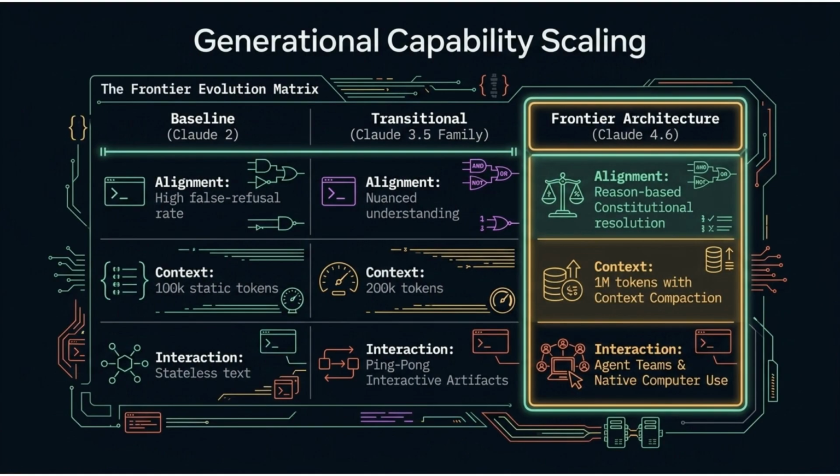Examining generational capability scaling, we move from the baseline Claude 2 to the frontier architecture of Claude 4.6. This progression shows improvements in alignment, context handling, and interaction, notably introducing agent teams and native computer use.